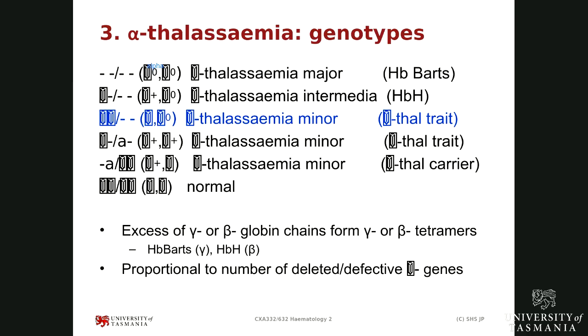And then down the bottom here, this is normal, where we've got all of our 4 alpha chains. So these two here, the alpha thalassemia minor, tend to be subclinical, and this one here, the alpha thal trait in blue, tends to be subclinical as well. So the 2 genes that are there, or the 3 genes that are there, are able to produce enough alpha chains that we're able to live quite normally with very few clinical signs or symptoms.